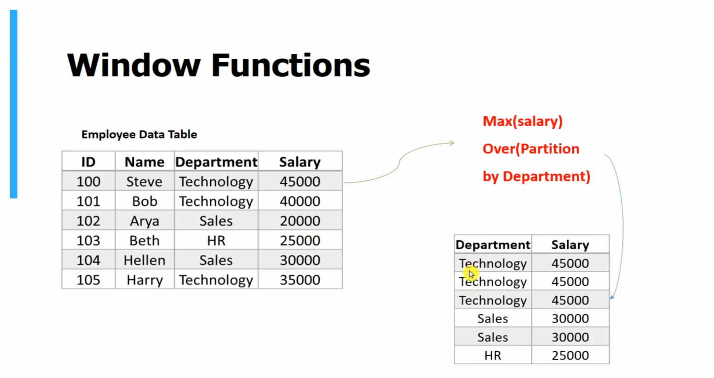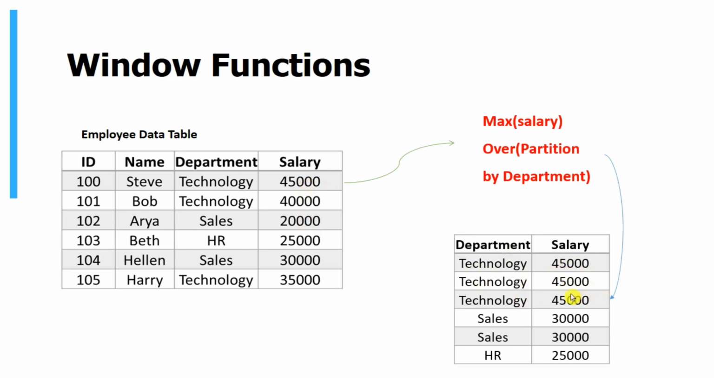You can see the identical department, which is the technology, they are being grouped together, and we have the maximum salary in this technology department. So here is giving us an aggregated result for each department. So the highest salary we have in technology was 45,000.